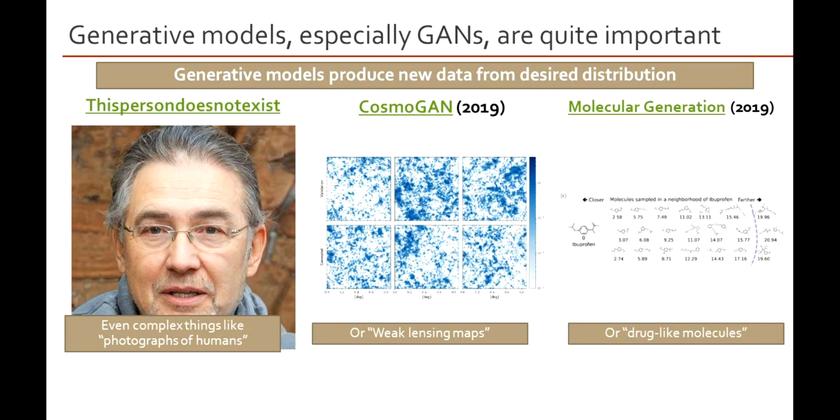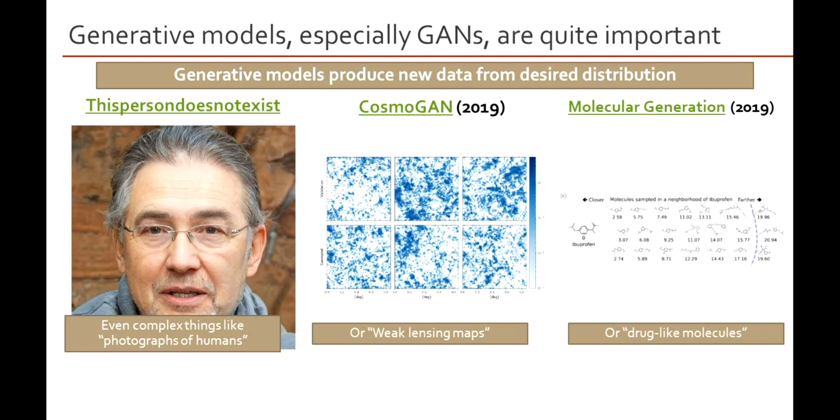There are also, on the far right, molecular generation techniques that we've learned that can take the space of all possible graphs and learn from it those graphs which look like drug-like molecules. And these ideas extend to other fields of physical sciences like the CosmoGAN, which can generate these weak lensing maps which show how mass is distributed through the universe. And it can produce images very quickly on what the universe would look like under different conditions.